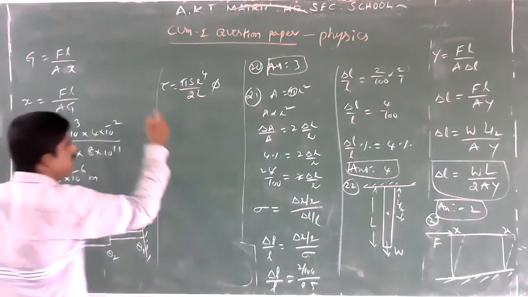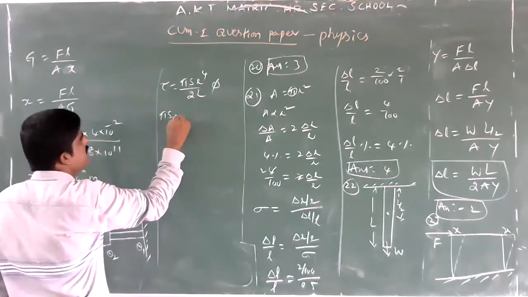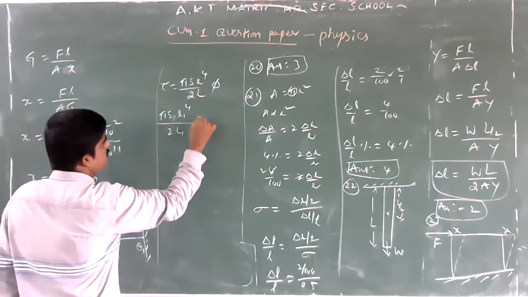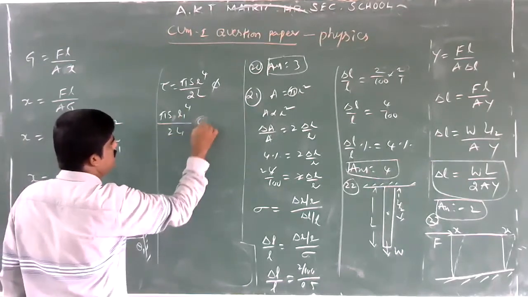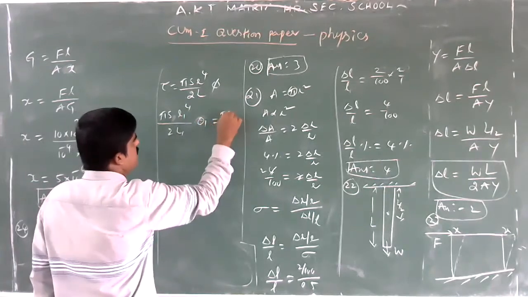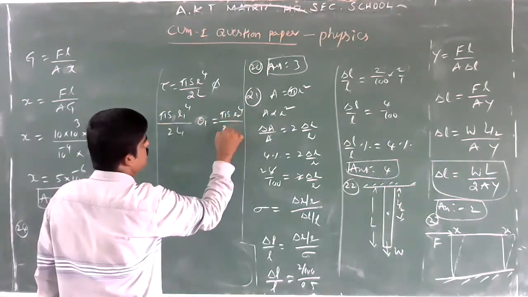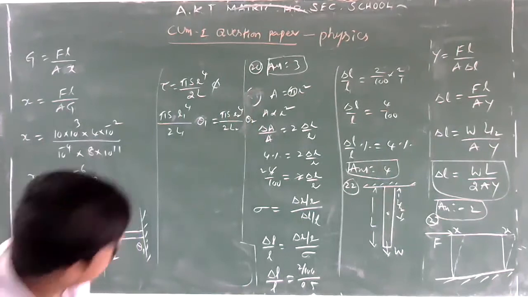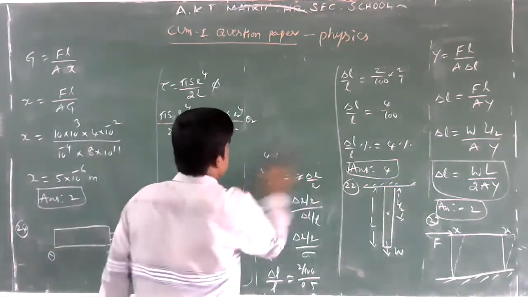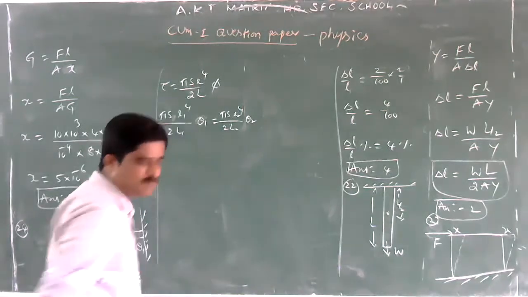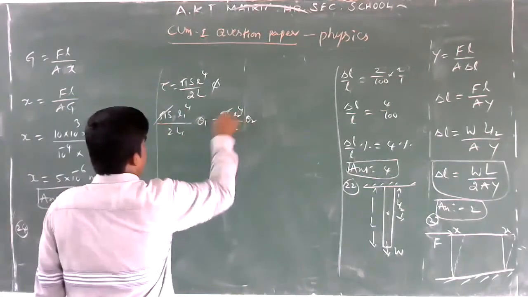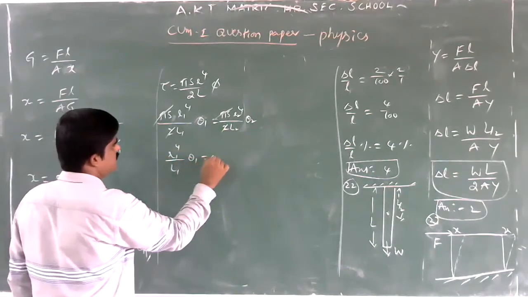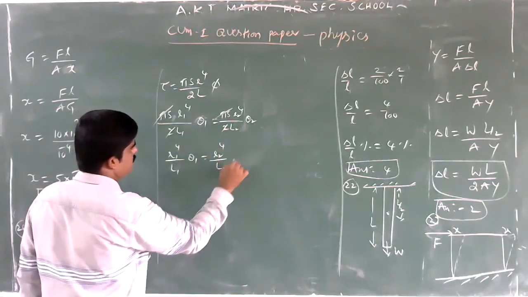Torque remains the same. How to write it as per the equation: pi s1 r1 power 4 of the same rod divided by 2l1 into theta 1, the twist angle, is equal to pi s2 r2 power 4 by 2l2 into theta 2. On both sides pi s cancels. Remaining r1 power 4 by l1 into theta 1 is equal to r2 power 4 by l2 into theta 2.